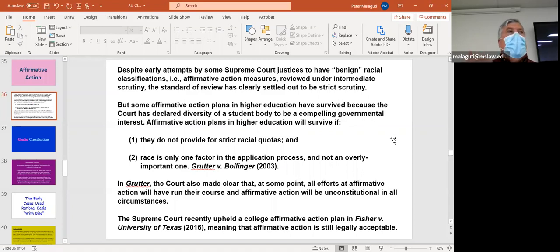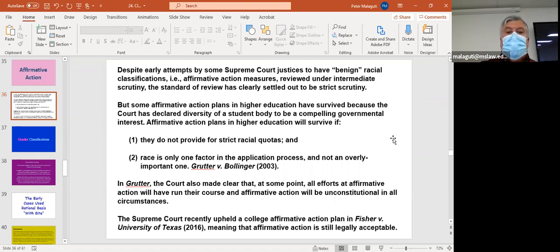The court said race can be a factor, but it has to be a minor factor, not an overly important one. And this was reconfirmed in Grutter versus Bollinger in 2003. And then surprisingly, in 2016, in Fisher versus University of Texas. For that case, all of us who taught con law thought that affirmative action was out. We thought that the Supreme Court was heading in the direction of overturning Bakke and Grutter versus Bollinger.